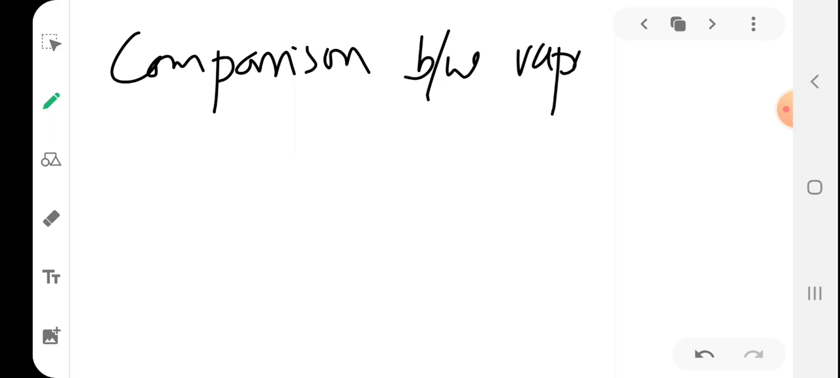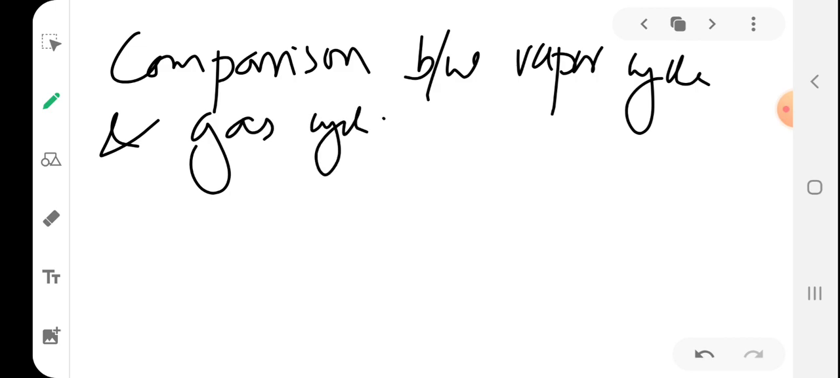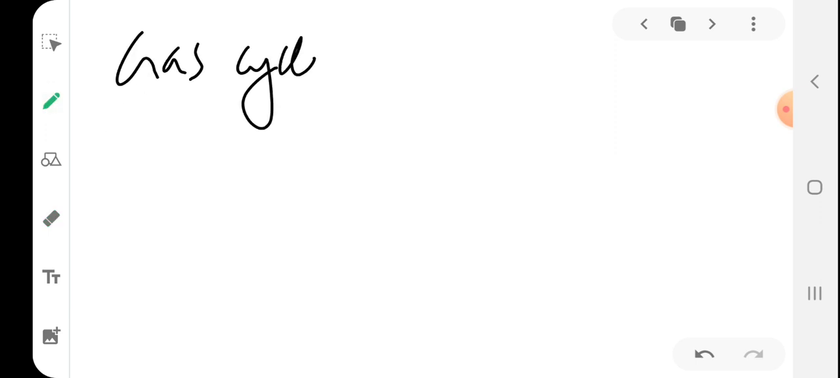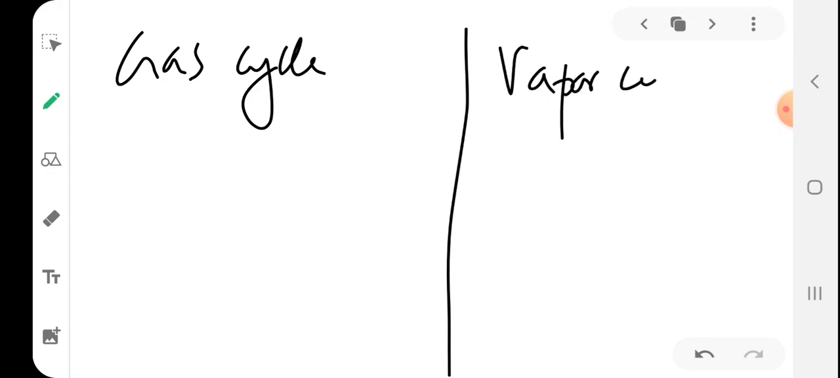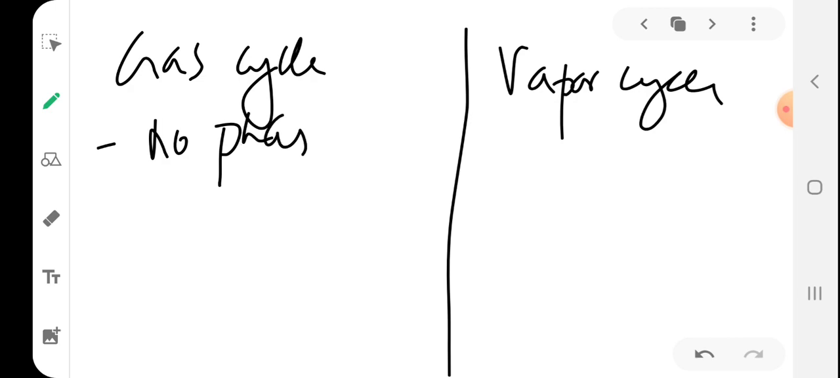Now we will compare the vapor cycle and the gas cycle. In a gas cycle, the working fluid is a gas and does not undergo phase change, right? Here in the gas cycle, no phase change. Here in the vapor cycle, yes, phase change is there.